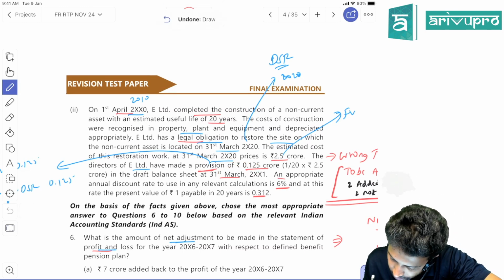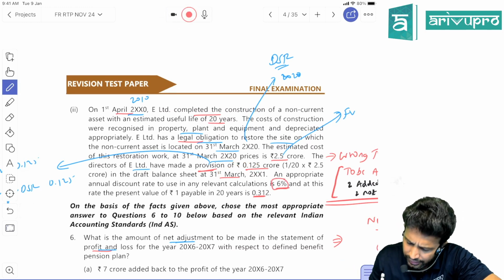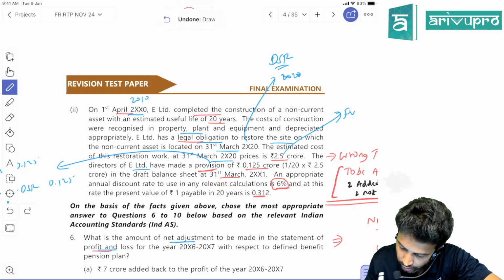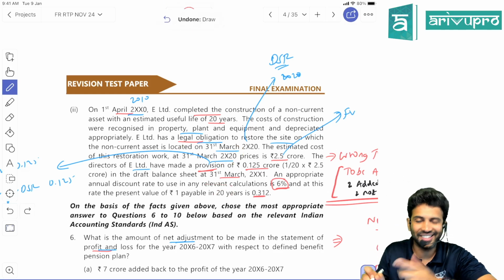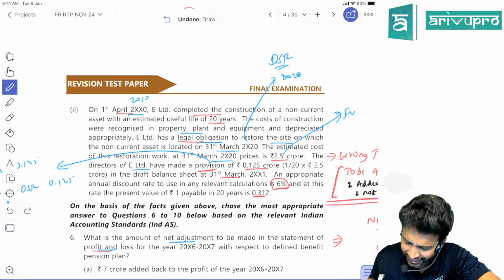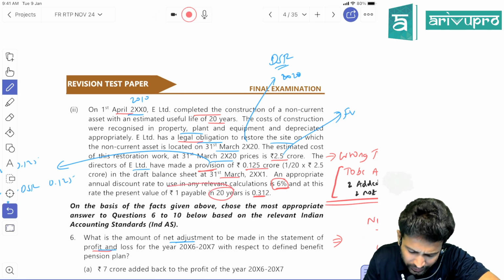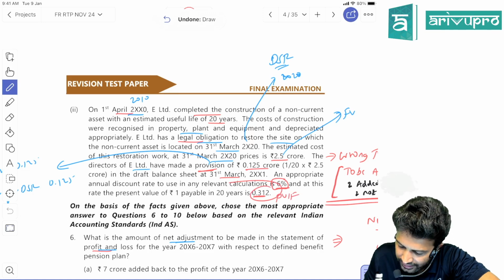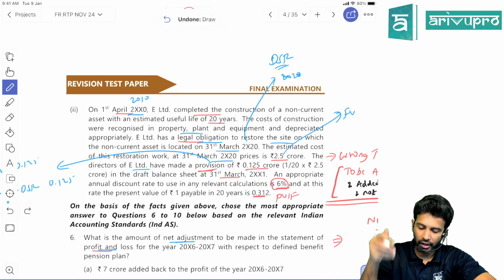An appropriate discount rate is given to be 6%. Actually, this is not 10 years, it is 20 years. My bad. So after 20 years, the PVIF, present value interest factor, at 6% is 0.312. So that's the data given.